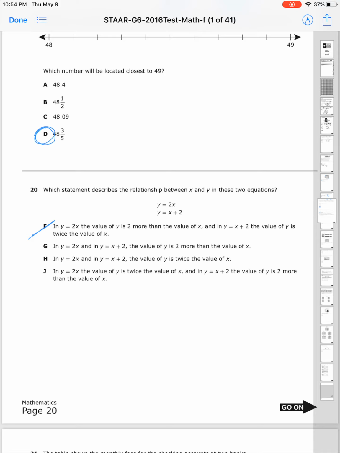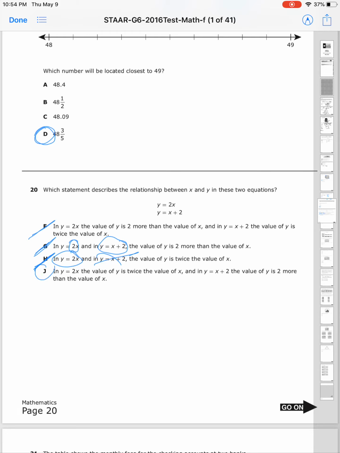Okay, in G, it says in y equals 2x and y equals x plus 2, the value of y is 2 more than the value of x, and that's false, right? This is only 2 more than the value of x. This is 2 times the value of x. So they worded that wrong. Okay, in H, in y equals 2x and in y equals x plus 2, the value of y is twice the value of x, and that is not correct either because it's only twice the value of x in this equation, not in this one.